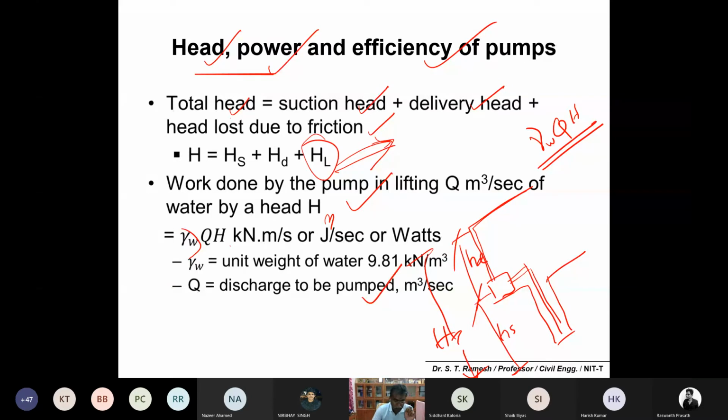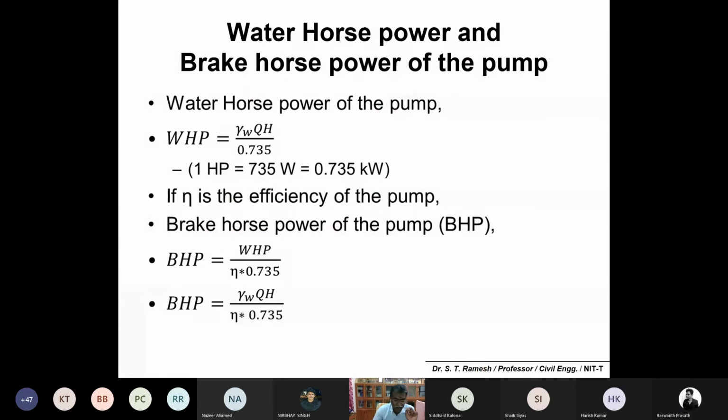Is it okay? You may get the result either in kilonewton meter per second or joules per second, or in terms of watts. And the third formula: you have to calculate water horsepower and brake horsepower, WHP and BHP. Please remember, WHP is equal to total work done divided by 0.735, because 1 HP is equal to 735 watts, which is equal to 0.735 kilowatts. So if you are familiar with the work done, you can convert it in terms of WHP. Water horsepower is equal to gamma W into Q into H, that is work done, divided by 0.735.